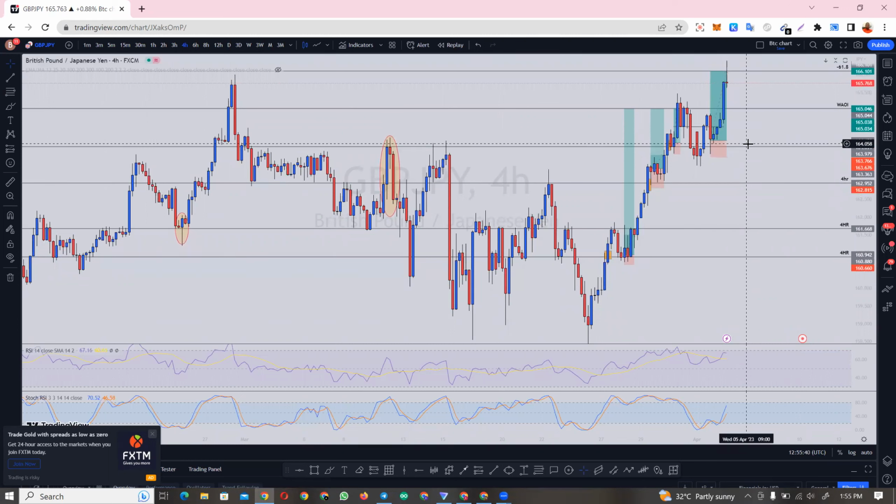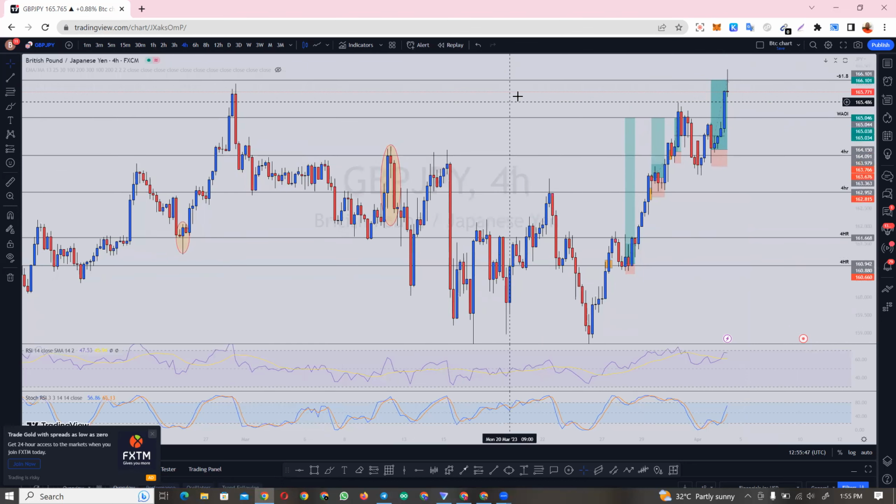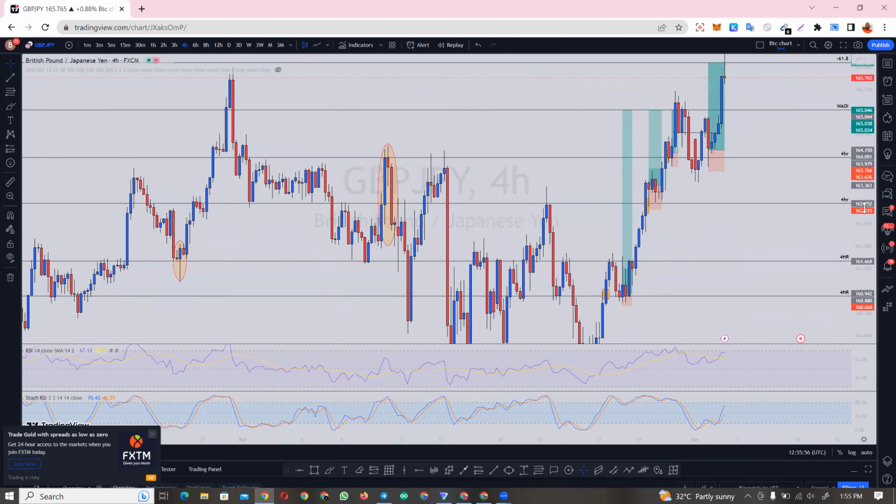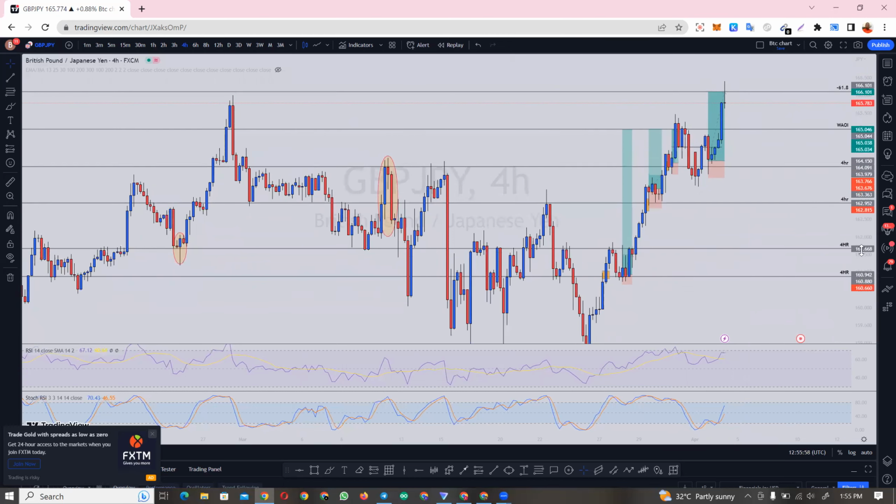I was trying to mark up something before I woke up one morning, and I started seeing that GJ actually respects 4 hour supply and demand zones very well. So I will go over the entries I made on this trade, and then I will show you my thought processes on the trade.